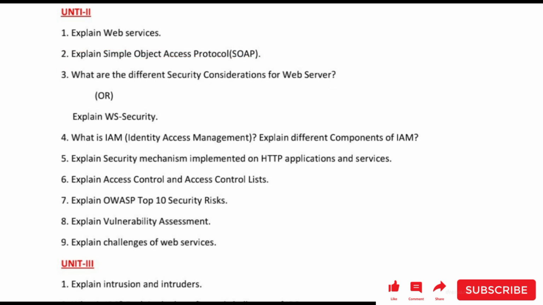And the next question is, what is identity access management? How do we access things, and what management will you be doing in order to access the content in the web services, that you should explain. And the next question is, explain security mechanism implemented on HTTP applications and services. Many times you might have seen this word HTTP, hypertext transfer protocol. What is the mechanism behind this HTTP application, that you need to explain, and what services it will provide, that you need to write.